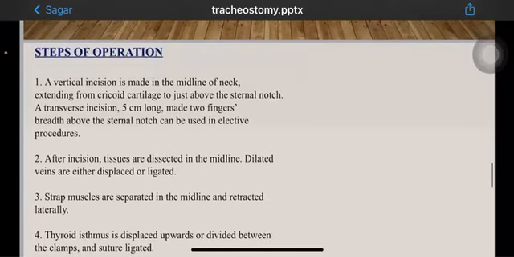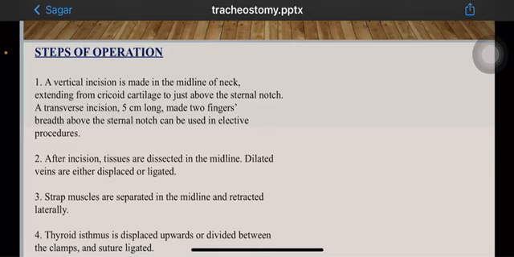Steps of operation: a vertical incision is made in the midline of the neck, extending from cricoid cartilage to just above the sternal notch. A transverse incision, 5 cm long and 2 fingers breadth, is made above the sternal notch and can be used in elective procedures. After incision, tissues are dissected in the midline. Dilated veins are either displaced or ligated.